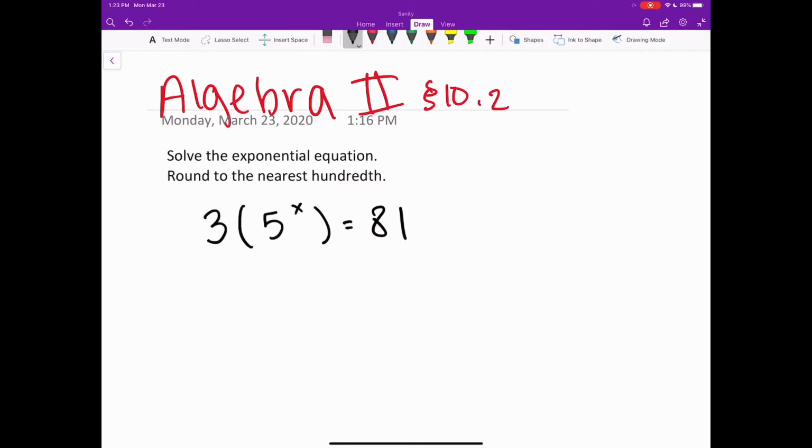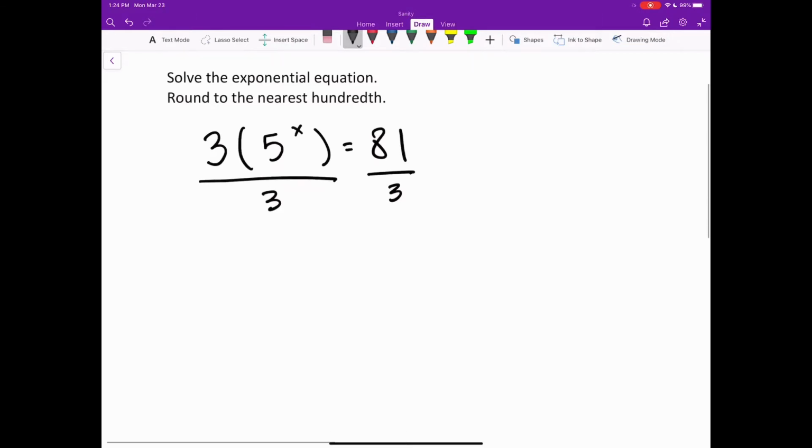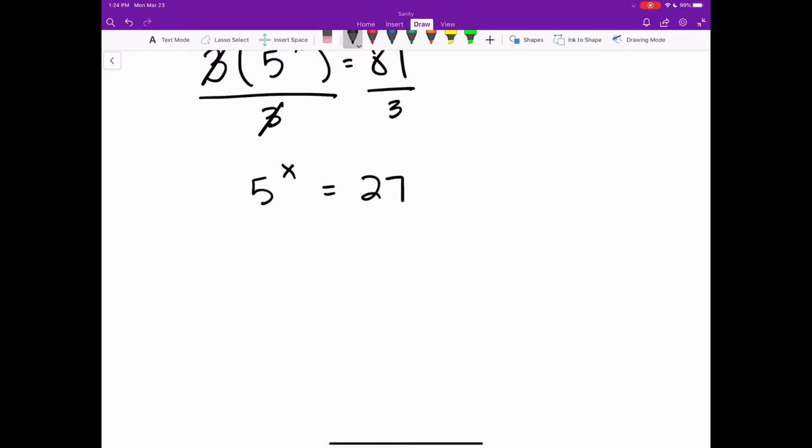So I've got: solve the exponential equation 3 times 5 to the power of x equals 81. If we want to isolate x first, we're going to just treat it like a regular equation. We know how to do this, so I'm going to divide by 3 on both sides to get rid of that 3. That's going to cancel out here. I'm going to be left with 5 to the power of x equals 81 divided by 3, which is 27. Again, this is a very simple one. So now I've got to figure out what x is.